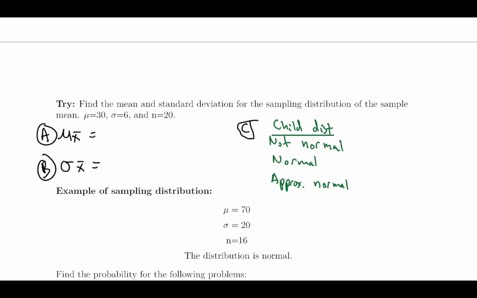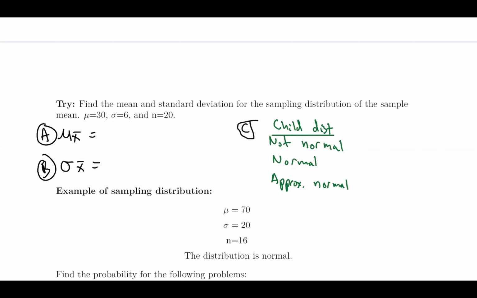So everybody should be good on how to describe a normal distribution. If we're describing a sampling distribution, those are the three things I'm going to ask for. I'm going to ask for mu of x bar, sigma of x bar, and I'm also going to ask you whether the data set is normal, approximately normal, or not normal. So you do want to get in the habit, anytime it says describe the sampling distribution, of giving those three things.